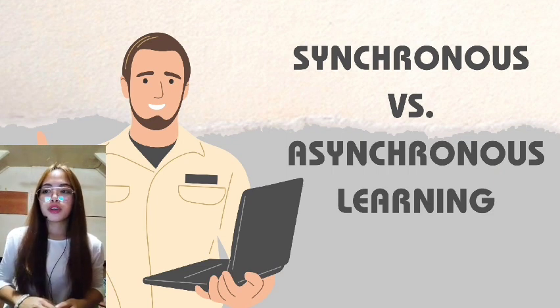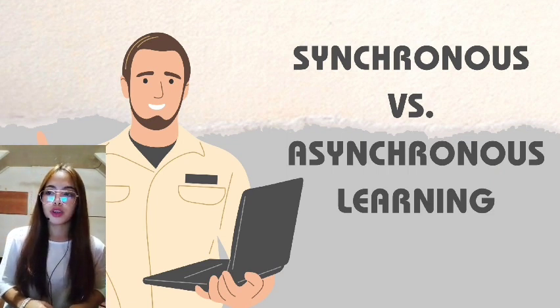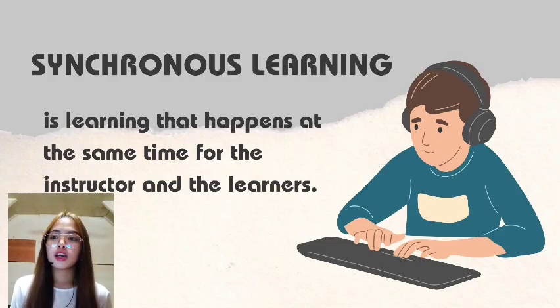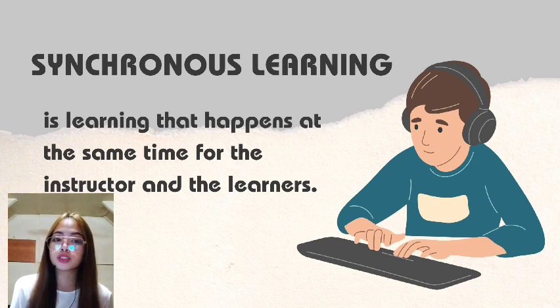So now let's differentiate synchronous and asynchronous learning. So what is synchronous learning? Synchronous learning is learning that happens at the same time for the instructor and the learners, meaning it occurs in real time, with the instructors and learners all participating at the same time. This type of learning typically takes place in an online or physical classroom, and learners can interact with the instructor and other participants as the course progresses.